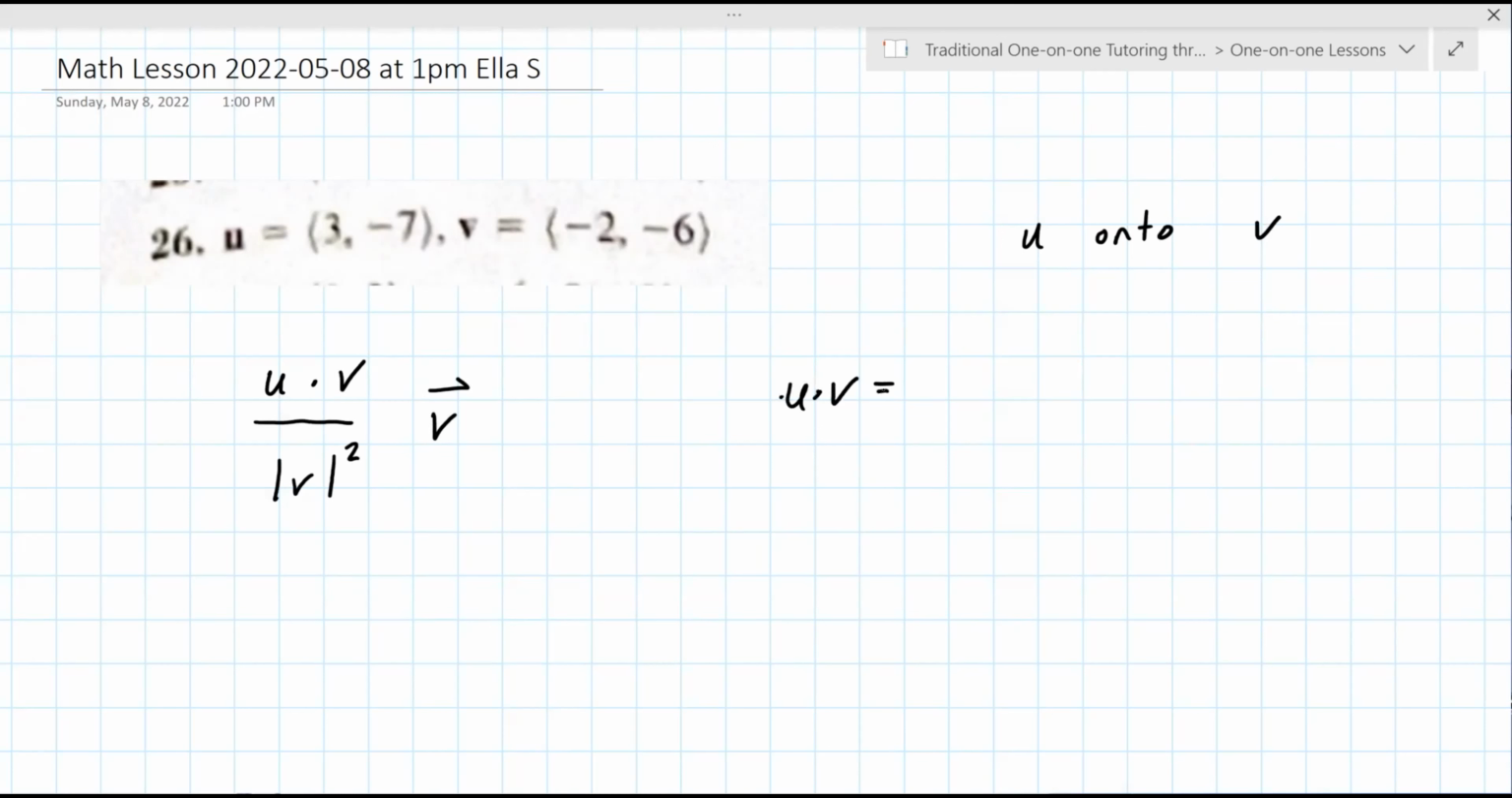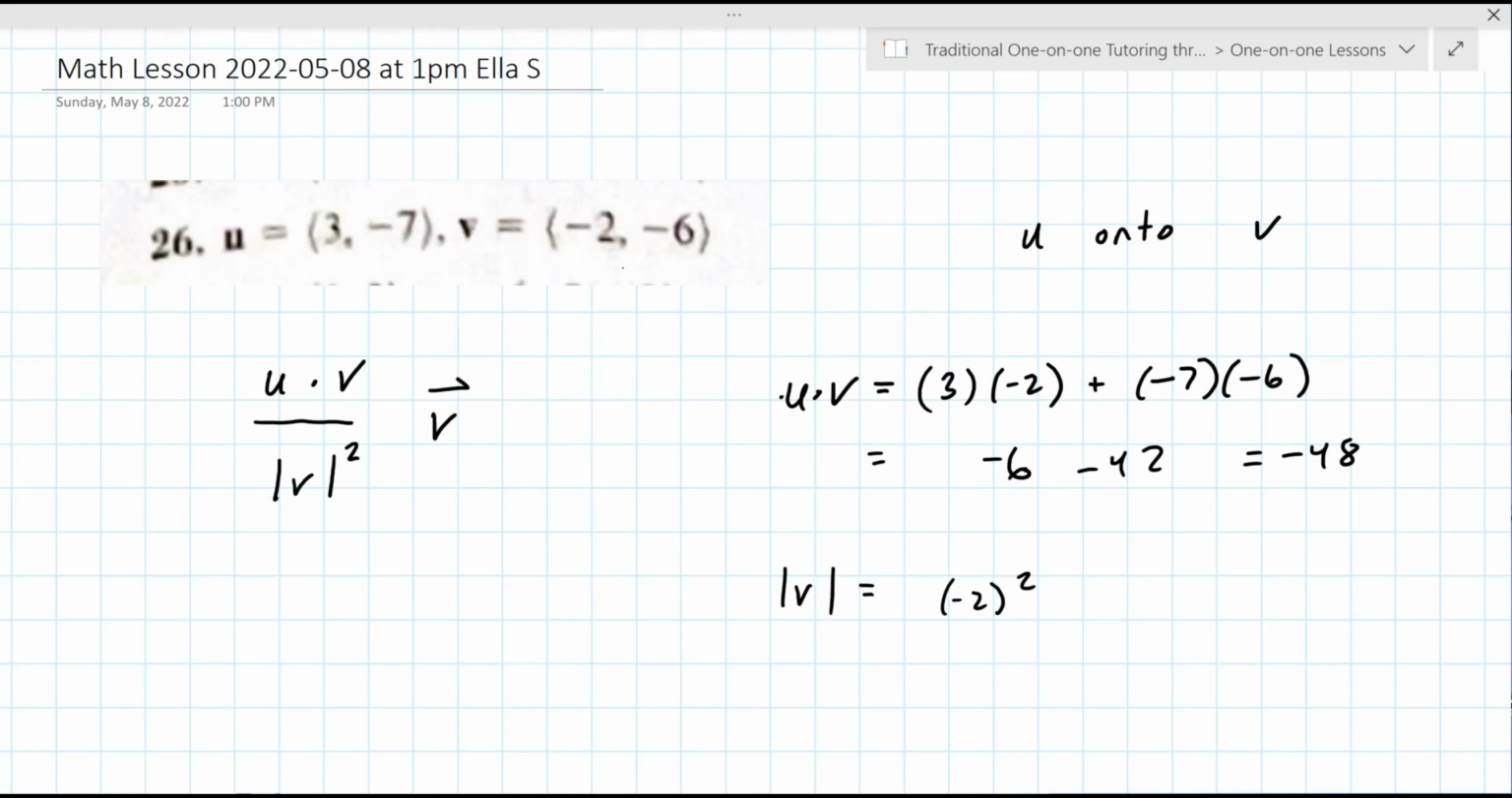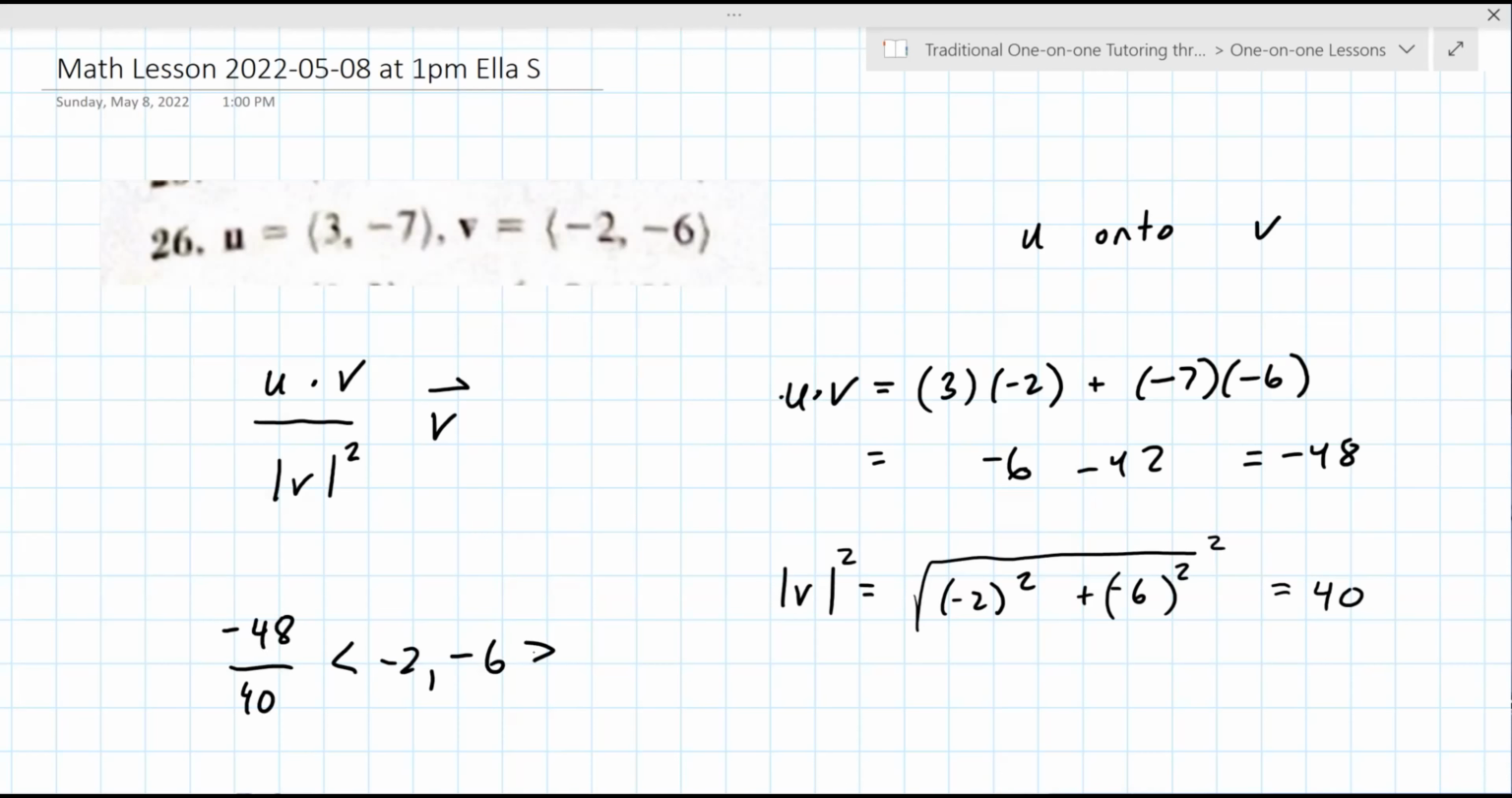So we've got to first find the dot product. U dot V is 3 times -2 plus -7 times -6. So that's -6 minus 42, so that's -48. The magnitude of V squared: you take each component and square it, so you basically just square each part and add. So that's 4 and 36, that's 40. So it's U dot V, -48 over 40 times the vector V.